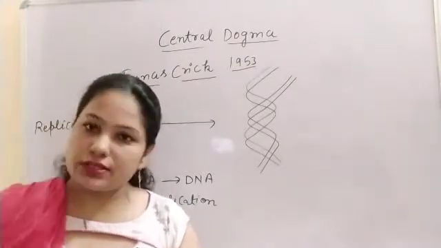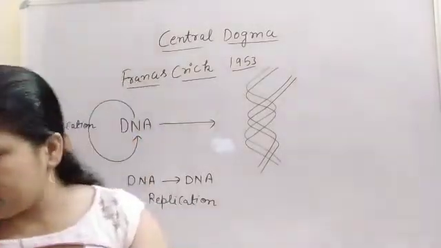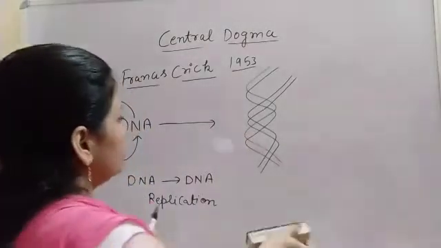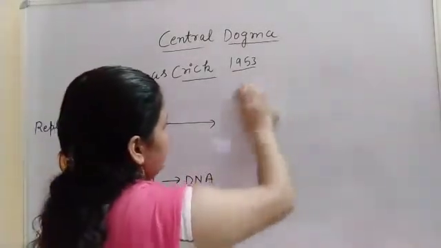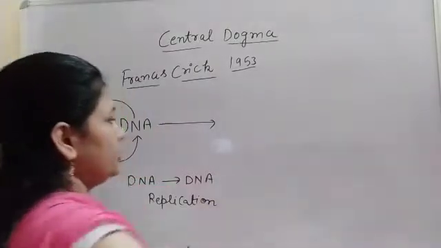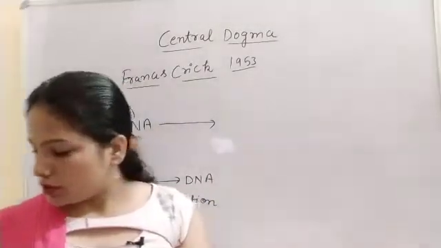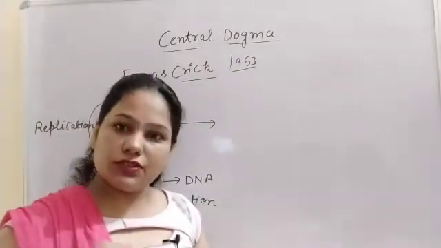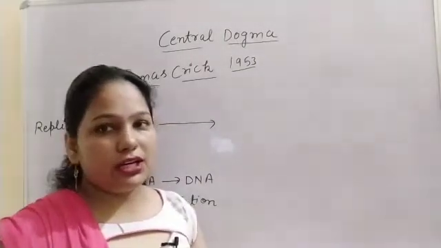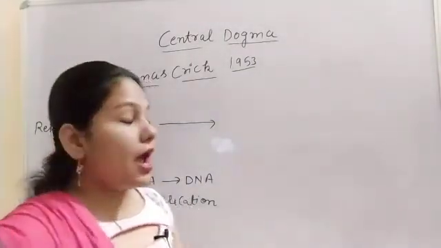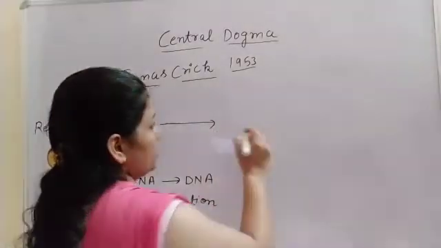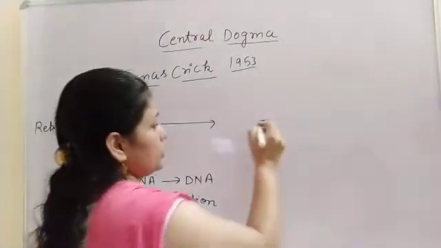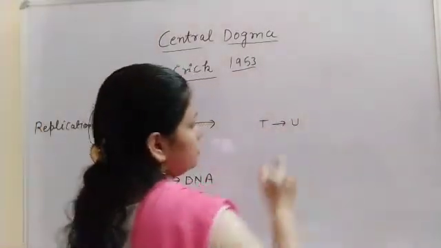Can you tell me what is the difference between RNA and DNA? There are only two differences between the RNA and DNA. First, in most of the living organisms, RNA is single stranded, but DNA is double stranded. And in place of thymine base, uracil is present.